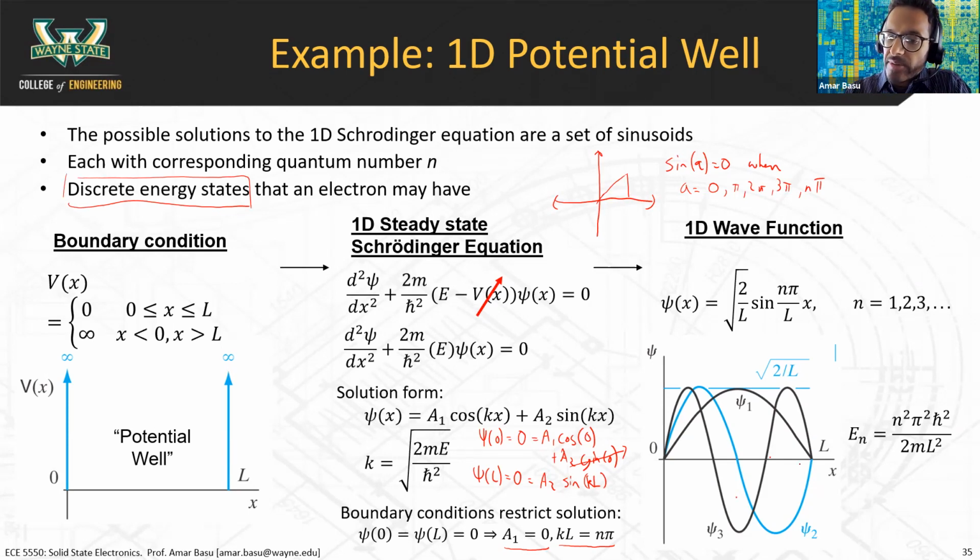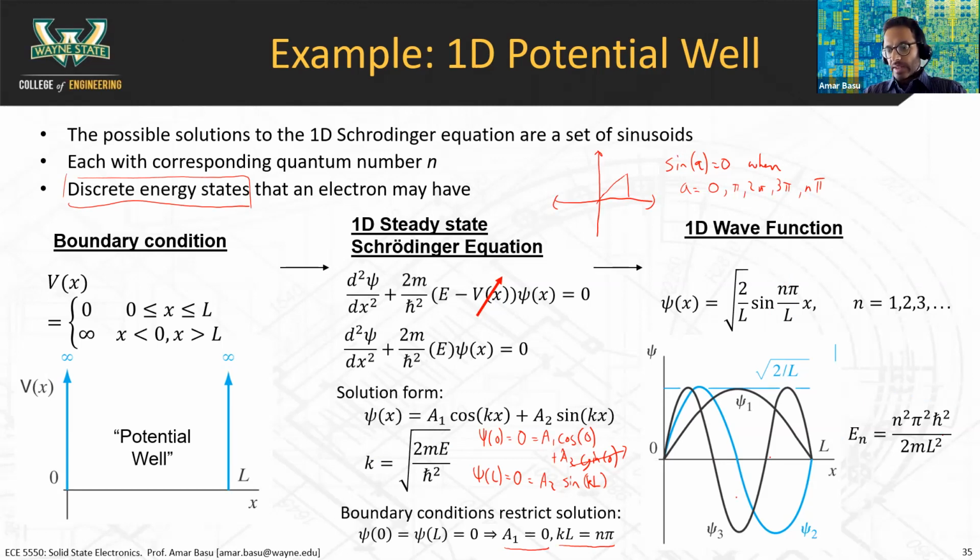Each one of these sinusoids has a different energy associated with it. And that energy, you're going to need this for your homework, is equal to n squared times pi squared times h squared over 2mL squared. Where does that come from? It just comes from here. k equals the square root of 2mE over h squared. So if we know what our k is, whatever's in the parentheses multiplied by x, this k is equal to n pi over L. And that k is related to the energy. So this is where we get our equation for the energy.